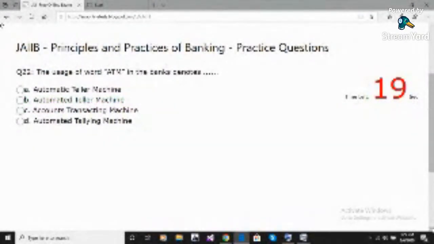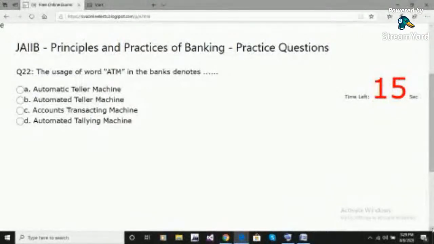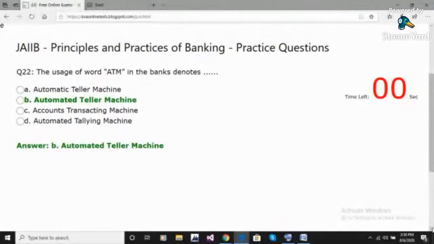Question 22. The usage of word ATM in the banks denotes? Option A. Automatic teller machine. Option B. Automated teller machine. Option C. Accounts transacting machine. Option D. Automated tallying machine. Answer B. Automated teller machine.